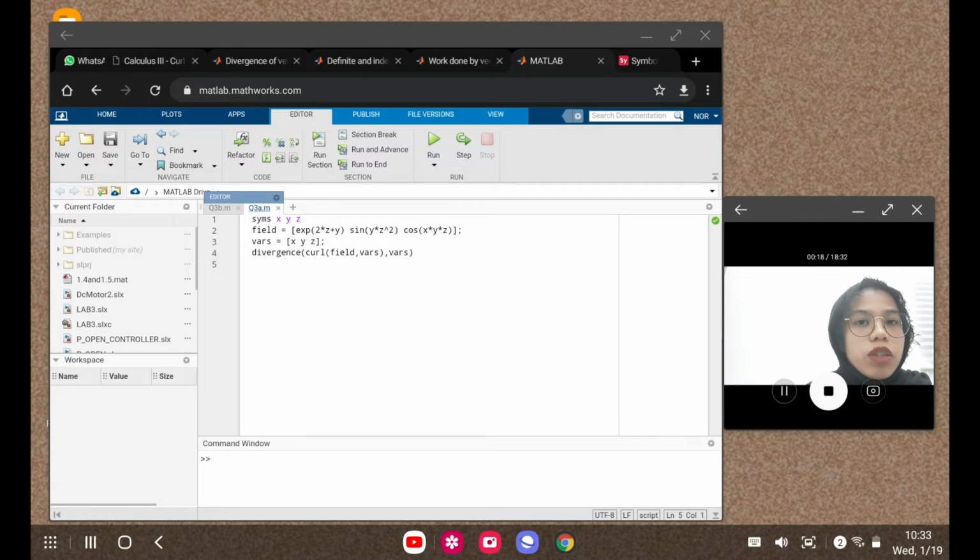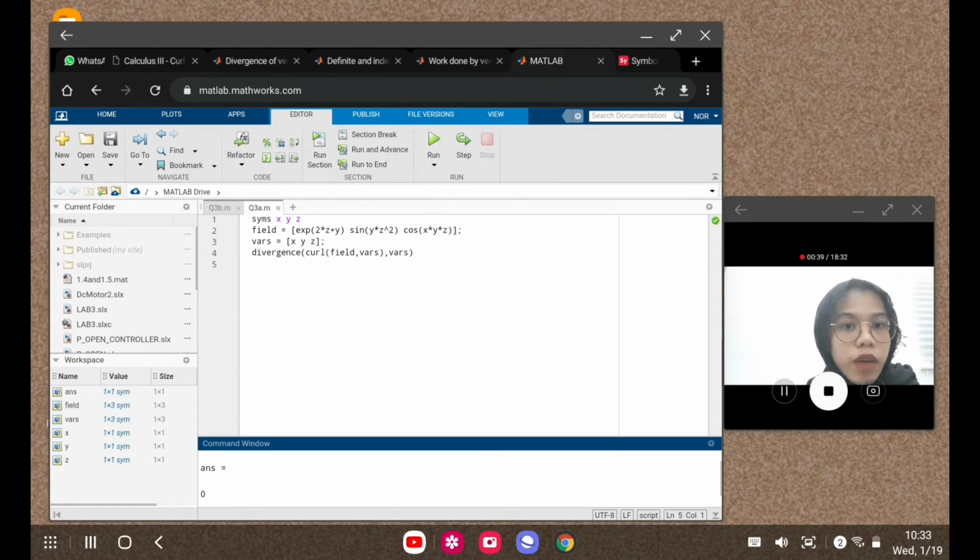Okay, for the first one is question A. We have to find the divergence of curl, where usually it's supposed to be 0. So as our manual calculation, we got 0. So we have to find the answer in the simulation. I'm using the MATLAB software. So as we run the code, we got 0, same as our manual calculation.